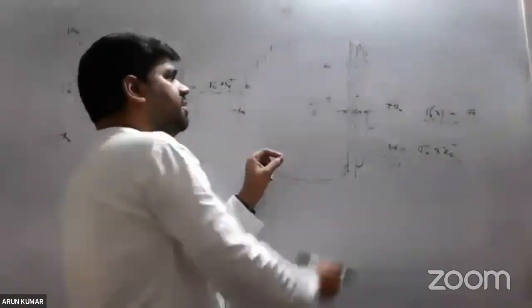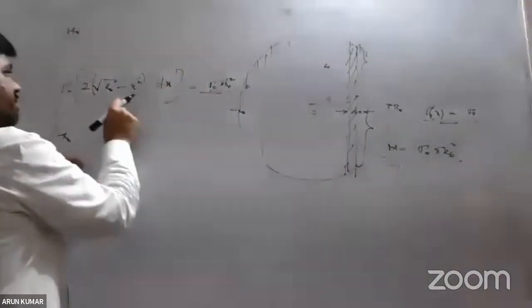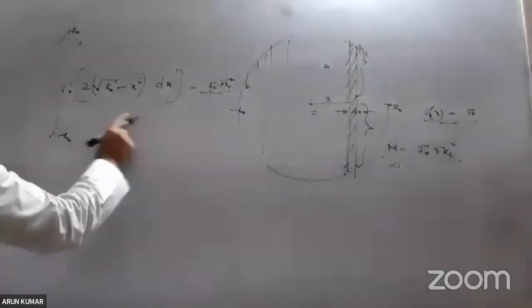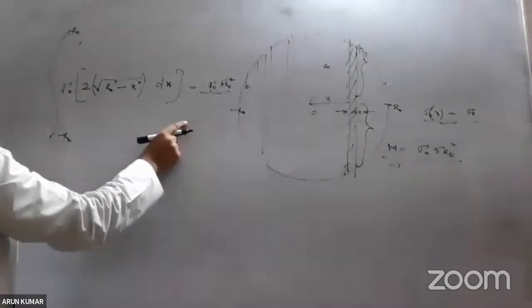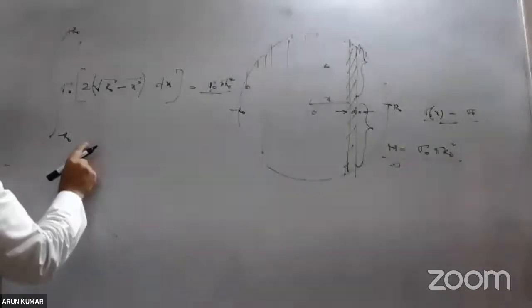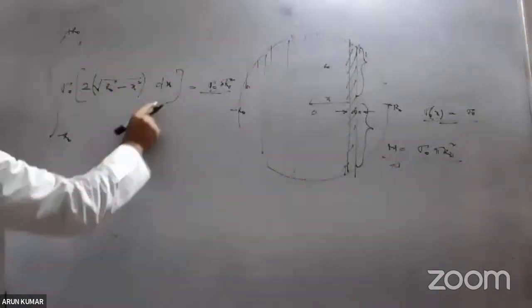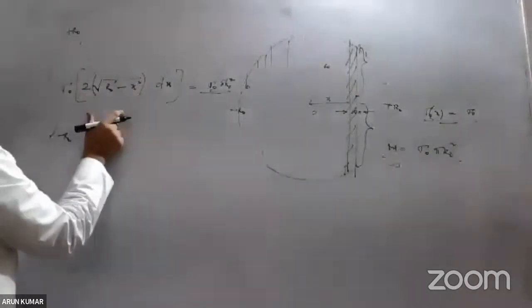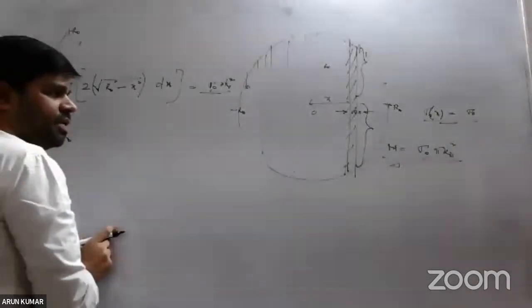At a distance x, consider a thin strip of width dx. Tell yourself that the area of that element is dA. Sigma into dA is my dm. Integrating this dm gives my total mass, but integrated from valid limits. What are the valid limits here? Minus r naught to r naught. And what is the area of the element? Length into width. Width is dx. Length comes from Pythagoras theorem. Alright, do this once again.